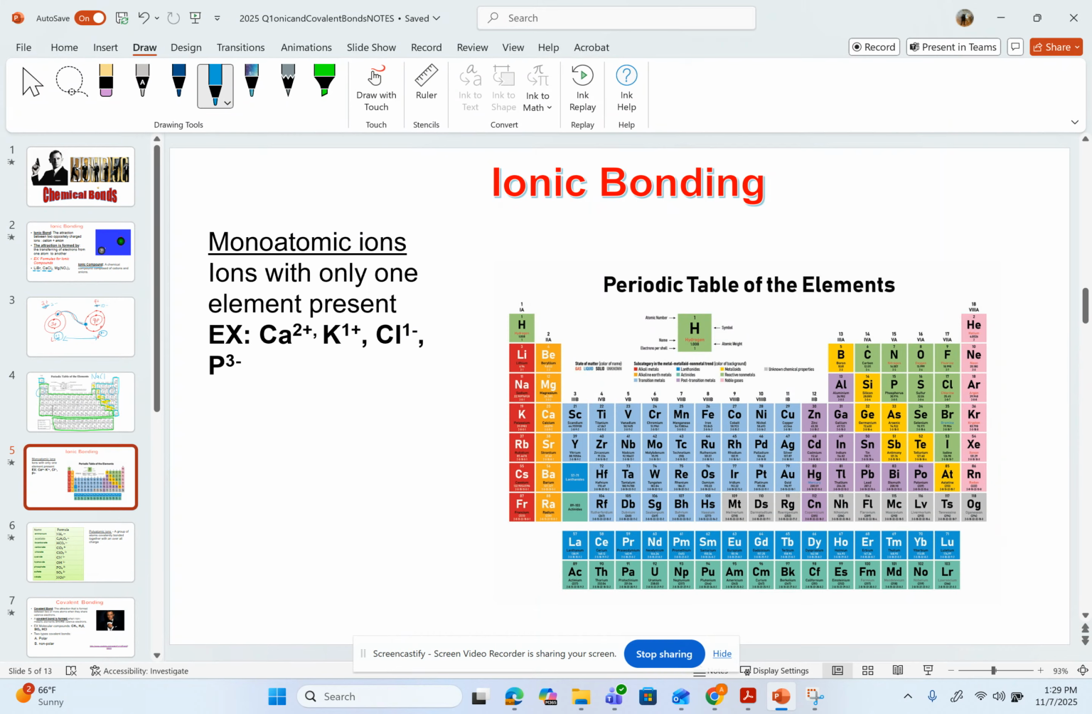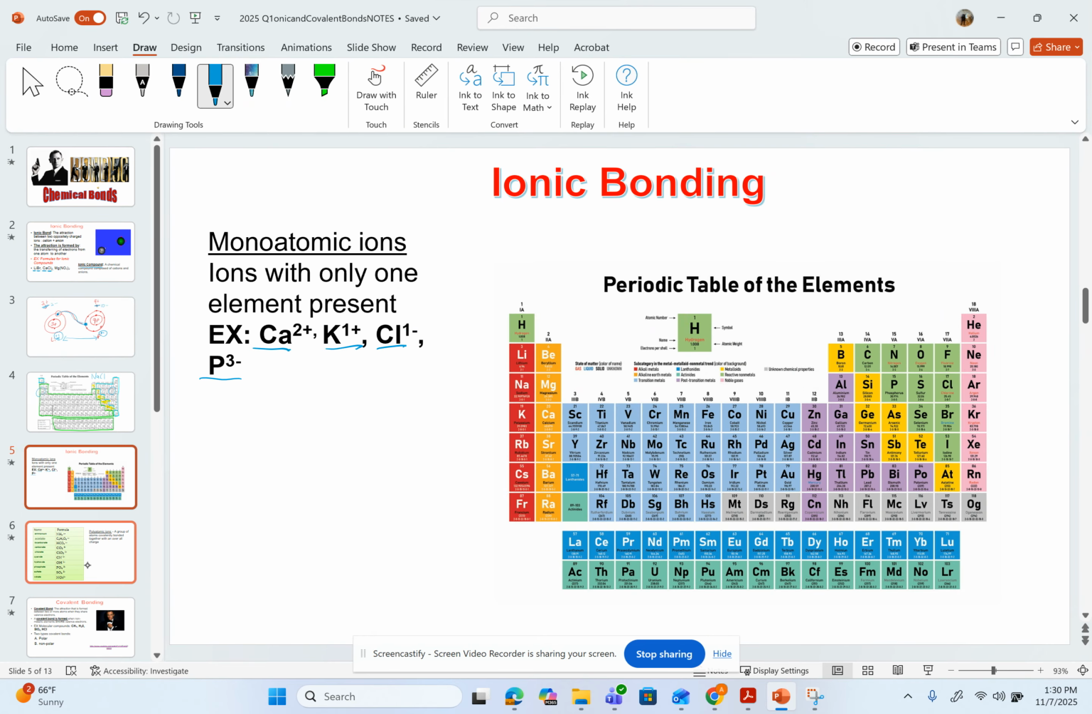When it comes to ionic bonding, again, it's the formation of a bond between ions. There's a whole slew of different types of ions that are present. Monoatomic ions, mono means one. These are ions with one atom present. All of these are examples. Calcium is a +2 ion. Potassium is a +1 ion. Chlorine is a -1 ion. Phosphorus is a -3. So monoatomic ions are ions with one atom present.